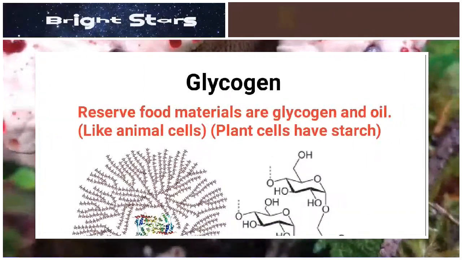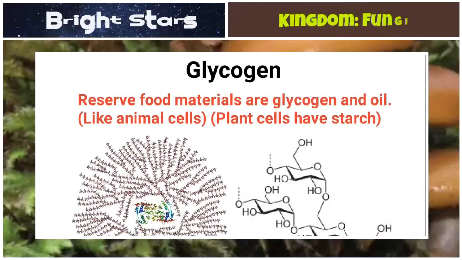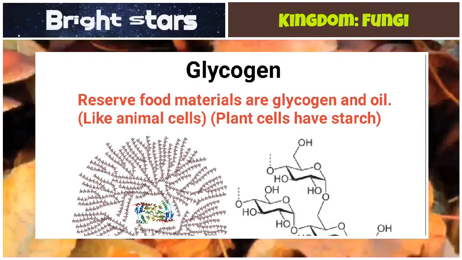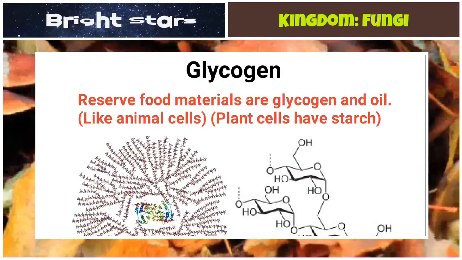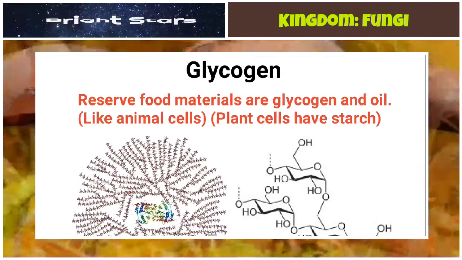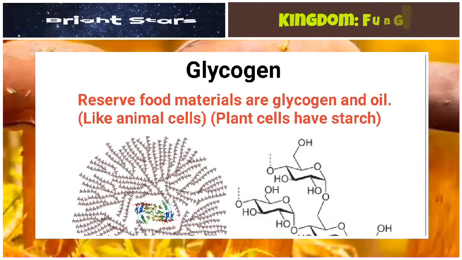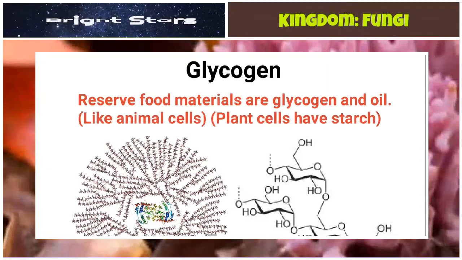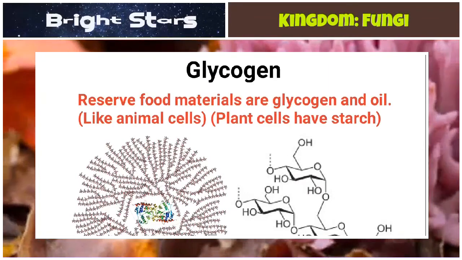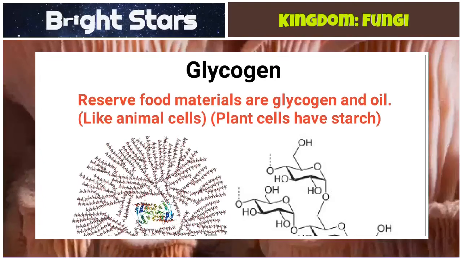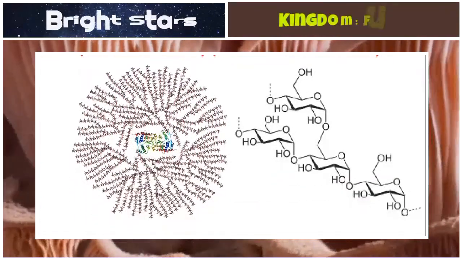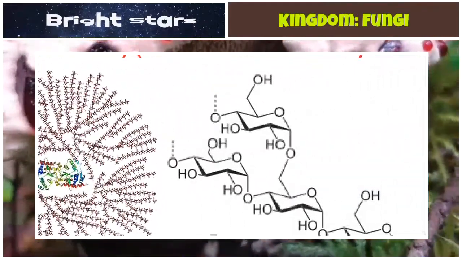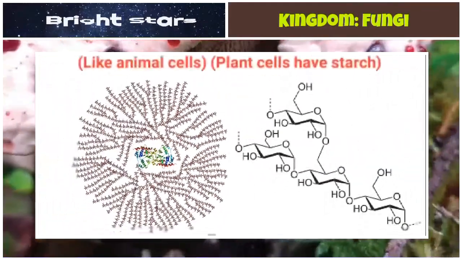So next thing is glycogen. Glycogen is otherwise called animal starch. This is a reserve food material, glycogen and oil, like in animal cells. Plant reserve food material is starch, whereas the reserve food material of animals and fungus is glycogen. Glycogen is also called animal starch. So this one is glycogen and this one is starch present in plant cells.